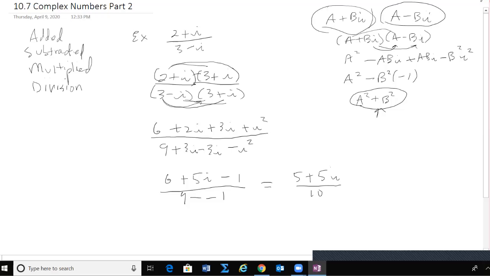Now you can leave it like this, it's okay. Strictly speaking, though, to have the standard form, you'd have to write it this way. And that could also be written this way, 1/2 plus 1/2 i. Okay, so that's another way you can write the same thing. And this is in your form, the a plus bi, the standard form.